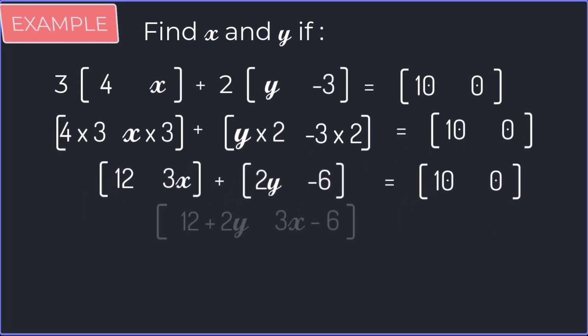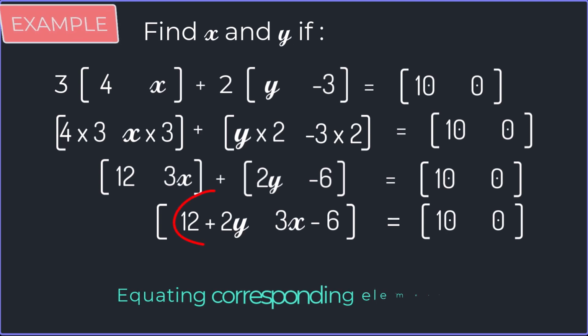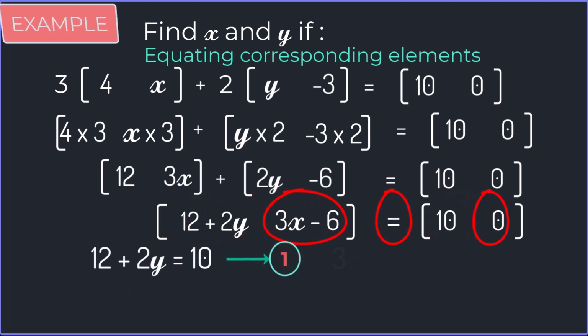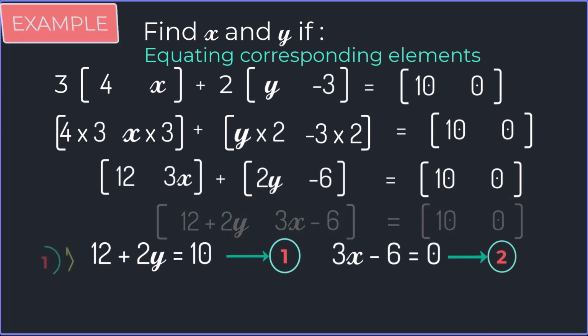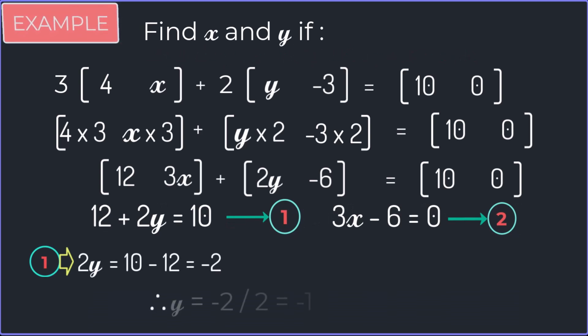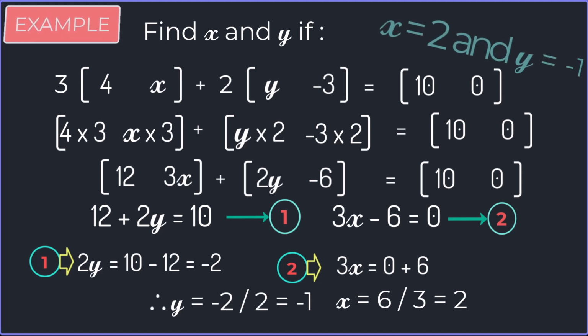In the second step, we add the result matrices on the left hand side. We can equate the corresponding elements of the matrices on left hand side and right hand side, and we do that as the third step. Thus, we get 2 equations in 2 unknown variables. And finally, we solve the equations for x and y. We get the values x equal to 2 and y equal to minus 1.